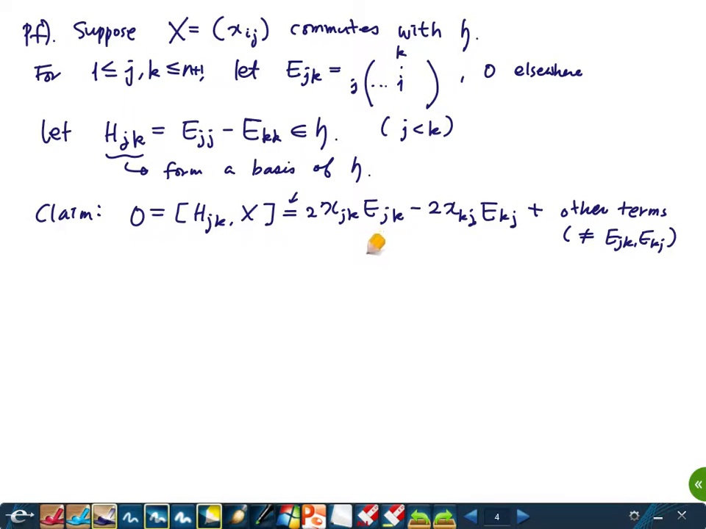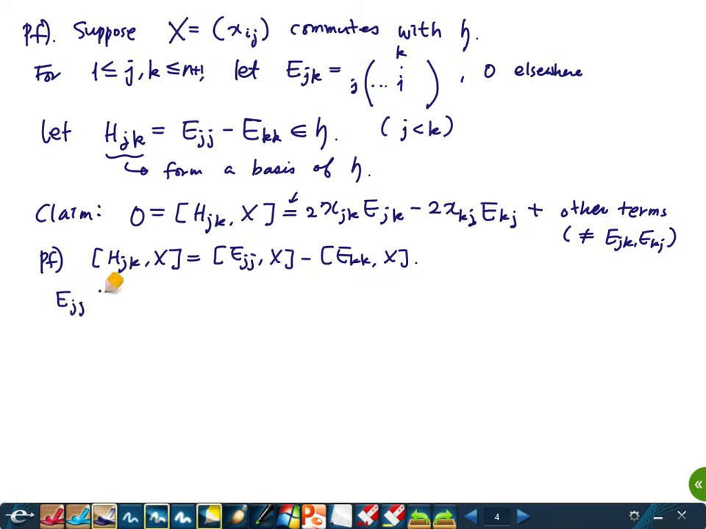Okay? So we will prove this claim. But the proof of this claim is really just basic linear algebra. An undergraduate student can do this if they know what to do. So first of all, by definition, it is E_JJ X, E_KK X. But we can just compute each of these because that's basically a commutator.